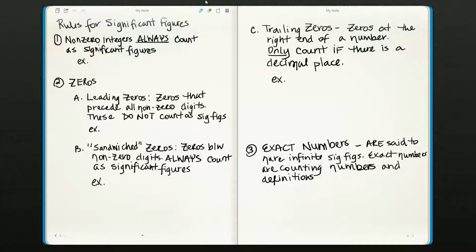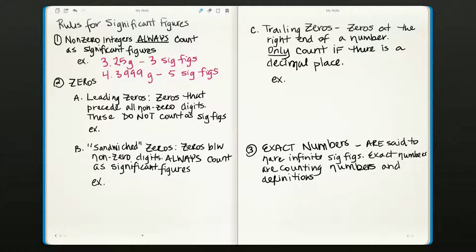So the first rule for significant figures is that non-zero integers always count as significant figures. So non-zero integers are all numbers that are not zero. So 3.25 grams has 3 sig figs. 4.3999 grams has 5 sig figs. So all non-zero numbers count as significant figures.